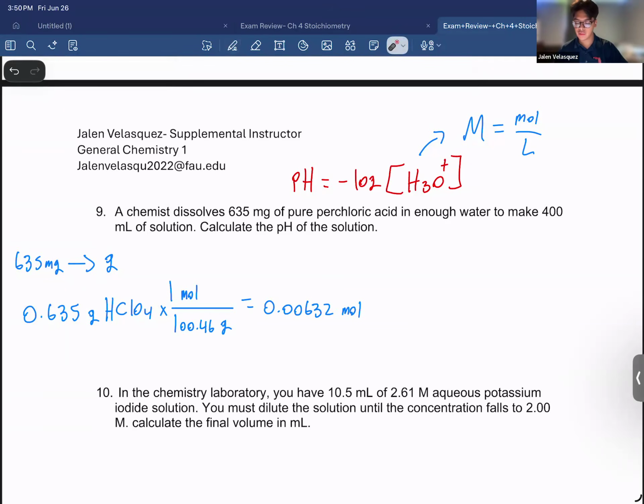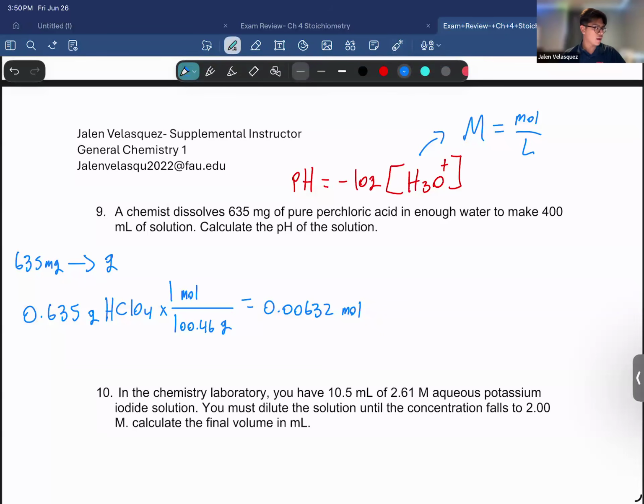So we have the numerator of this, right? Now we have to figure out the liters. So I give you 400 milliliters. Converting from 400 milliliters into liters, we just divide by 1,000. So 400 milliliters is going to be equal to 0.4 liters, right? So let's get the concentration here.